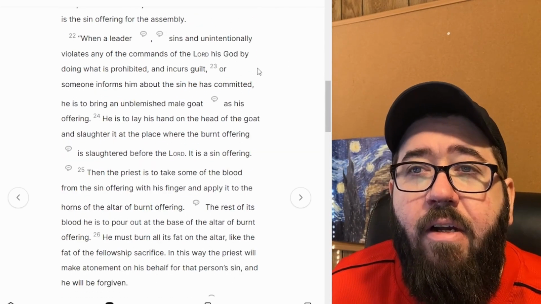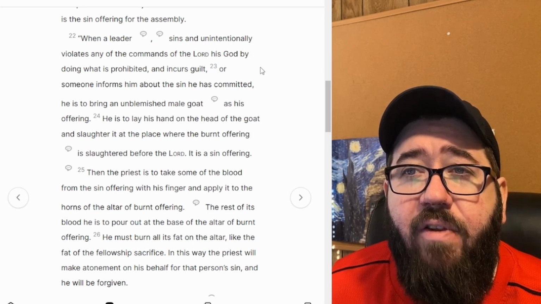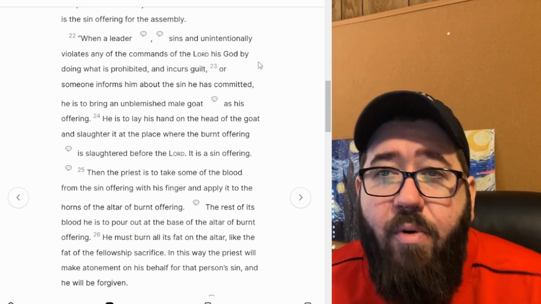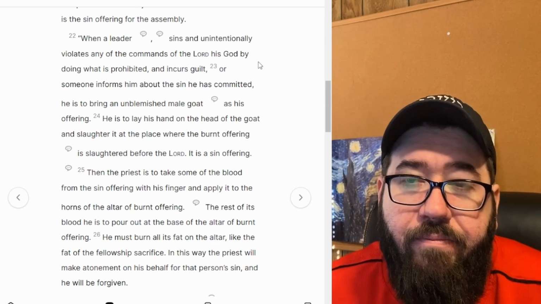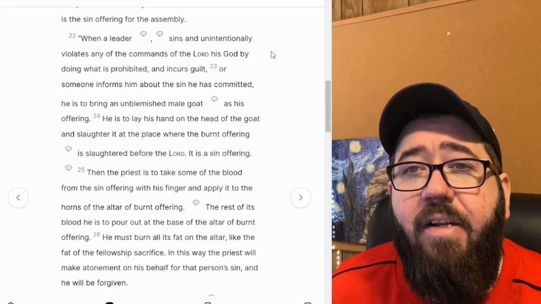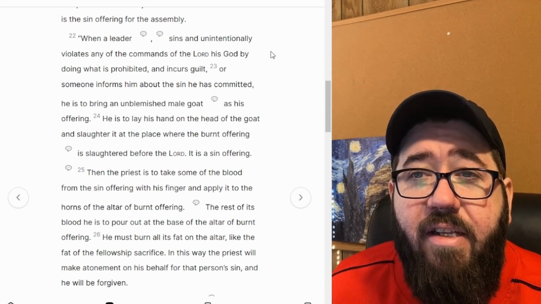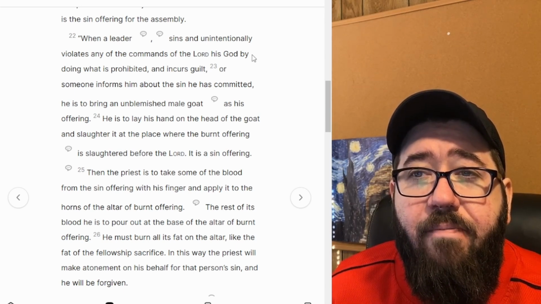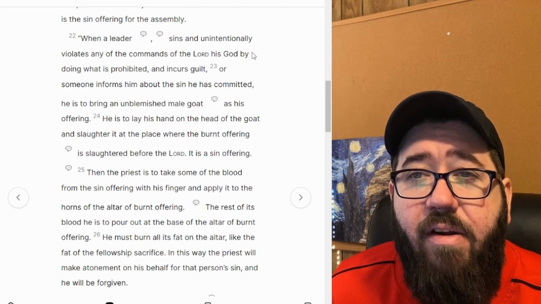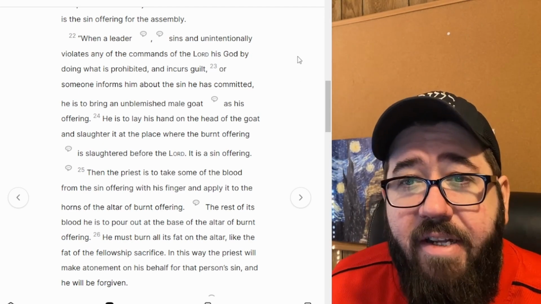When a leader sins unintentionally, violates any of the commands of the Lord, his God, by doing what is prohibited and incurs guilt, or someone informs him about the sin he has committed, he is to bring an unblemished male goat as his offering. He is to lay his hand on the head of the goat and slaughter it at the place where the burnt offering is slaughtered before the Lord. It is a sin offering.